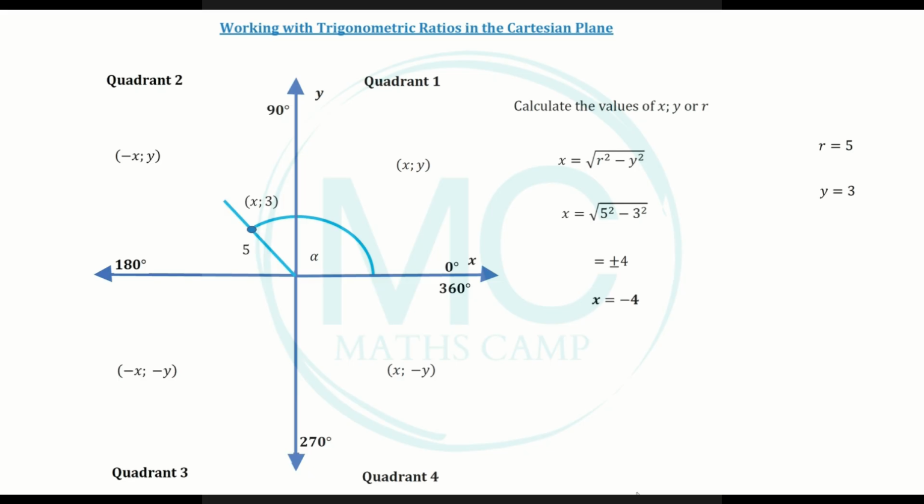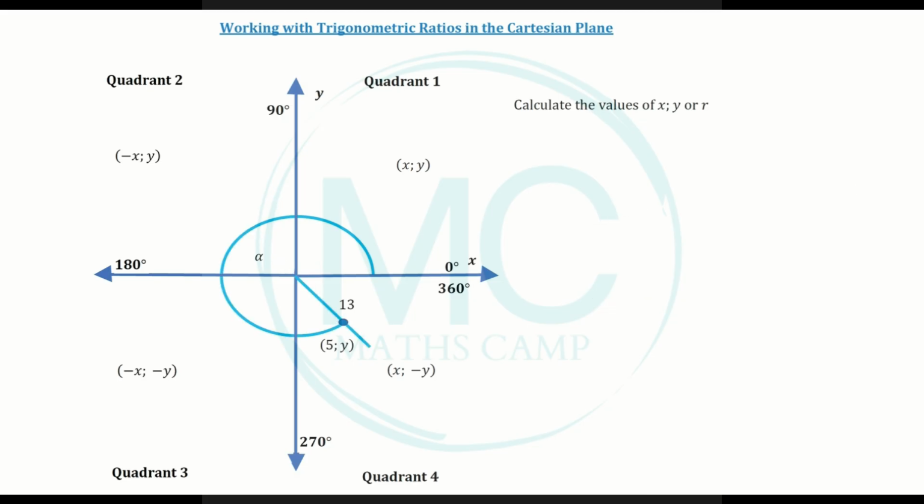Let's do another example. In this case, we need to solve for y. Let's start with the information we've been given. The diagram shows us the terminal arm is 13 units long. This is our r value, so we can make a note, and we say r is equal to 13. It also tells us the x coordinate of the point is 5. So up here, we can say x is equal to 5. Now we have the value of r and the value of x, and we can use Pythagoras to solve for y.